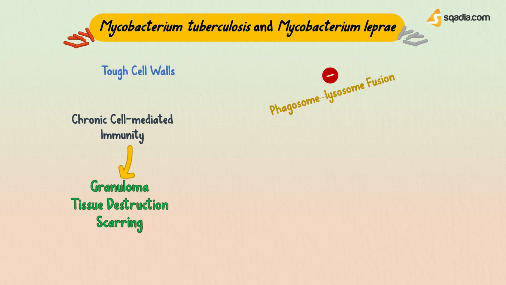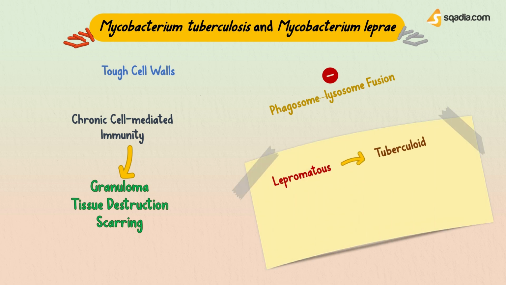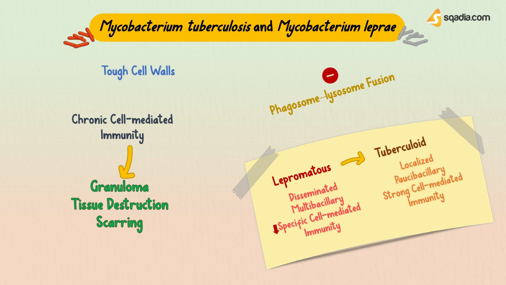Now, the spectrum of leprosy ranges from lepromatous to tuberculoid, where lepromatous is disseminated, multibacillary, with loss of specific cell-mediated immunity, and tuberculoid is localized, paucibacillary, with strong cell-mediated immunity.